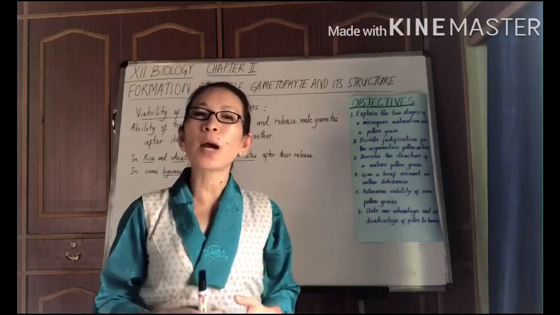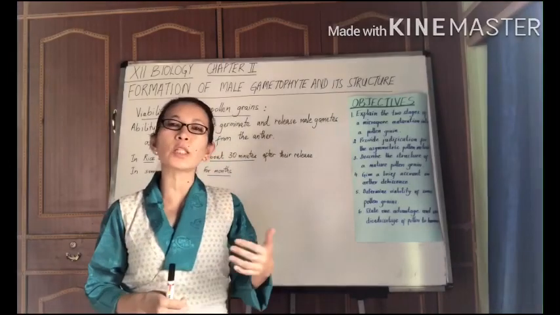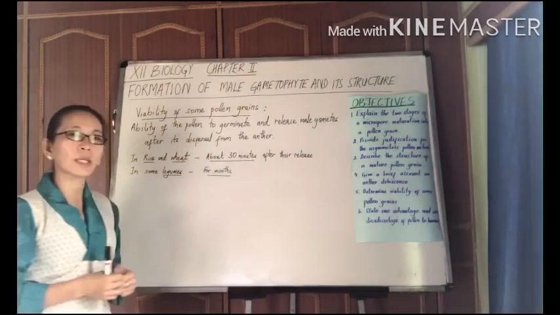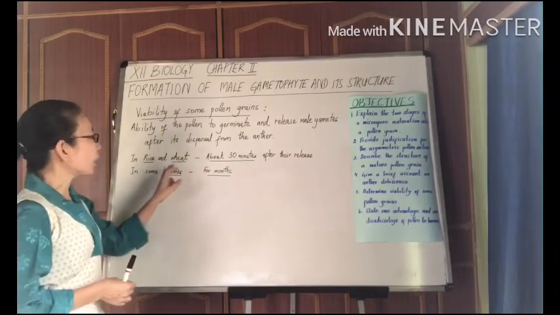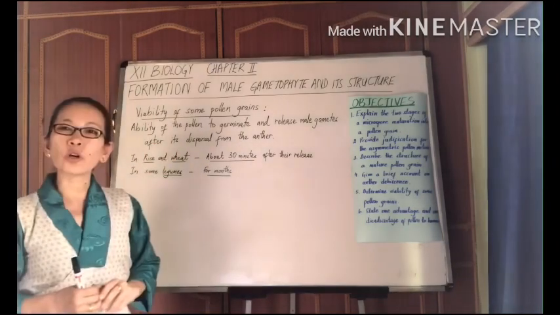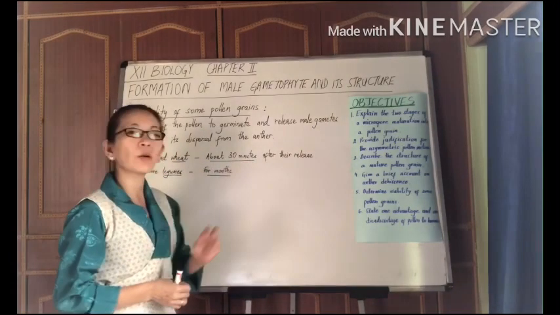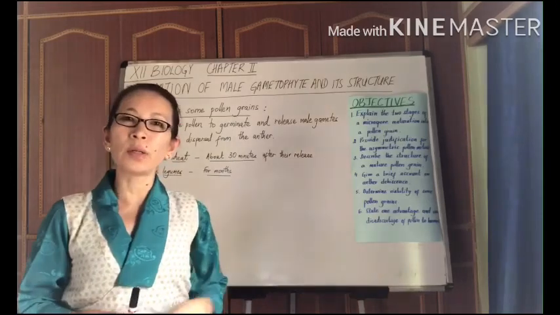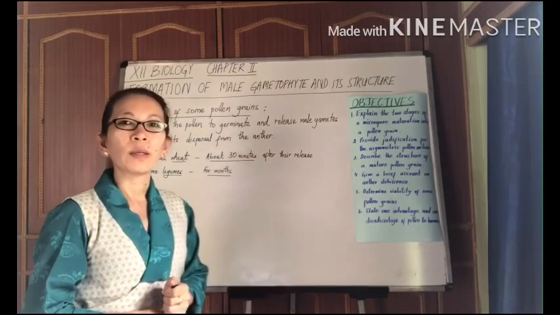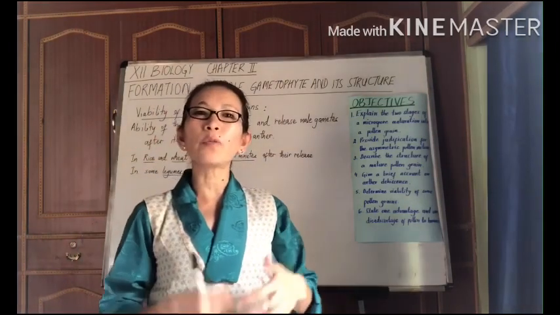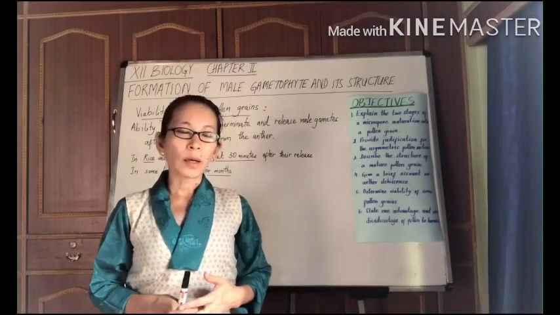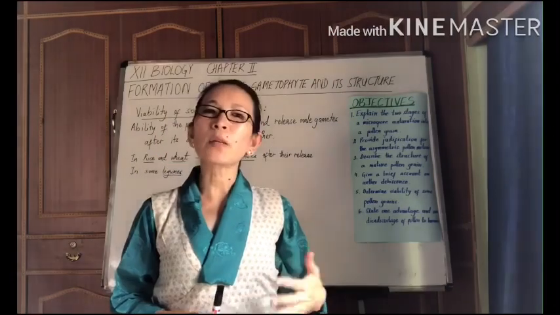And such viability of the pollen grains varies from species to species. If I take an example from your textbook, in rice and wheat, the viability of the pollen grain is a little shorter. They remain viable for around 30 minutes after release from the anther. Whereas in some of the legumes, the pollen grains can remain viable even for months. Such viability is affected by several factors.